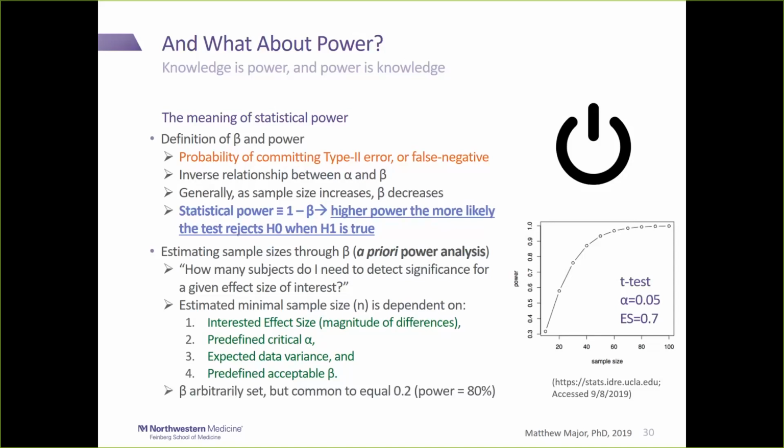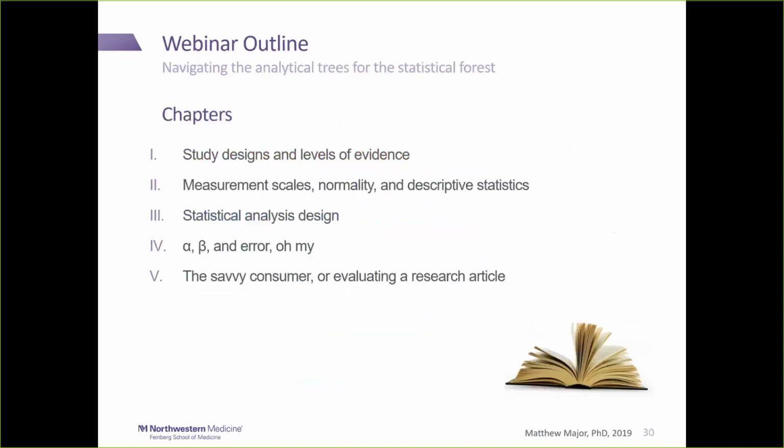The beta is arbitrarily set, similar to your alpha, but it's commonly equal to 0.2, such that your power, again, is 1 minus 0.2 or 0.8 or 80%. Now, for research, we are encouraged to report, again, the a priori power analysis in our results, right, to make sure that we are actually achieving the type of power, statistical power, that we set out to do in the first place.